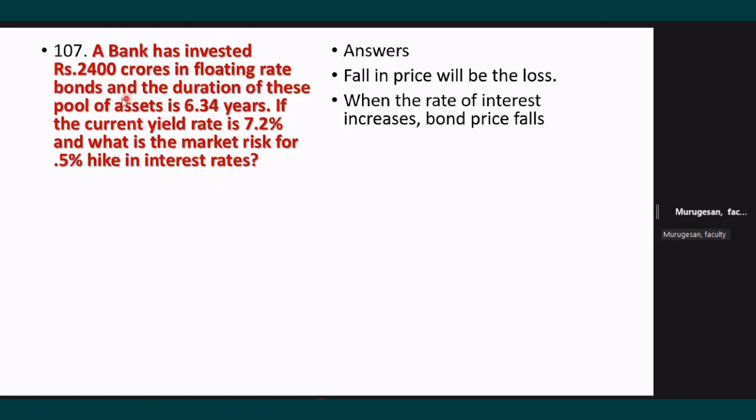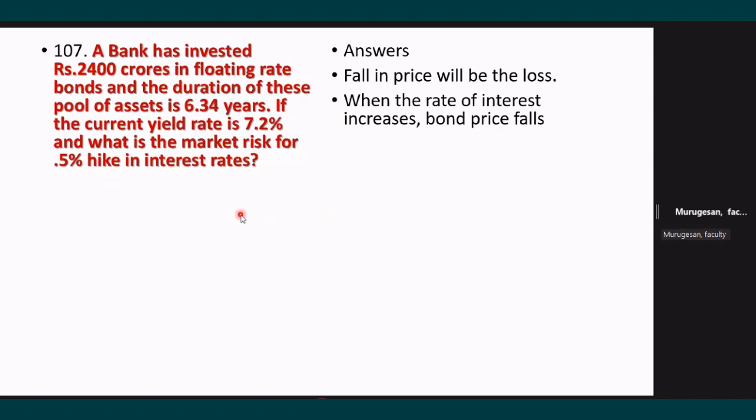A simple question likely to be asked is, they have invested 2,000 crore. Now the duration. You have to remember the formula. One formula, I think you have discussed in your treasury. Modified duration, the percentage of change. I will tell the formula. Actually, you have to apply the formula. Now the yield rate, what is the market rate for hike? A 0.5 interest rate hike means the bond price will come down.